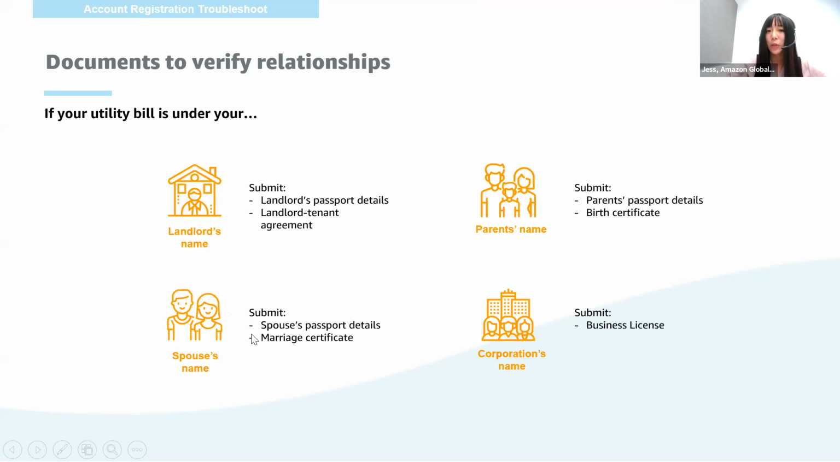So let's say the utility bill is under your spouse's name. You have to submit your spouse's passport details and also a document to prove your relationship with the utility bill owner. So let's say you want to prove your relationship with your spouse, who is the owner of the utility bill. You have to submit a marriage certificate.